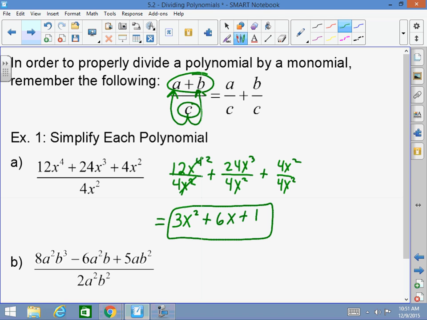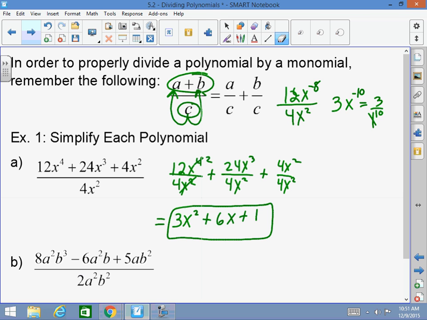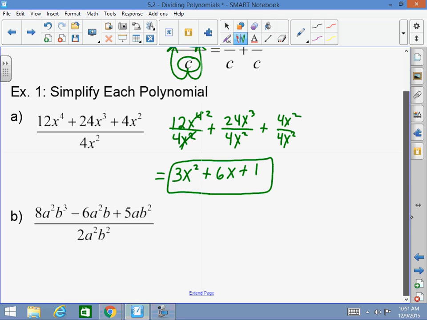If I have a negative power, I do it like normal. Let's say it was 12x to the negative 8th divided by 4x squared. So this would be 3x to the negative 10th, which would equal 3 over x to the positive 10th. And that would be your answer for that particular term. Don't let negatives scare you. Calculate them as normal and then turn them into positives, sir.